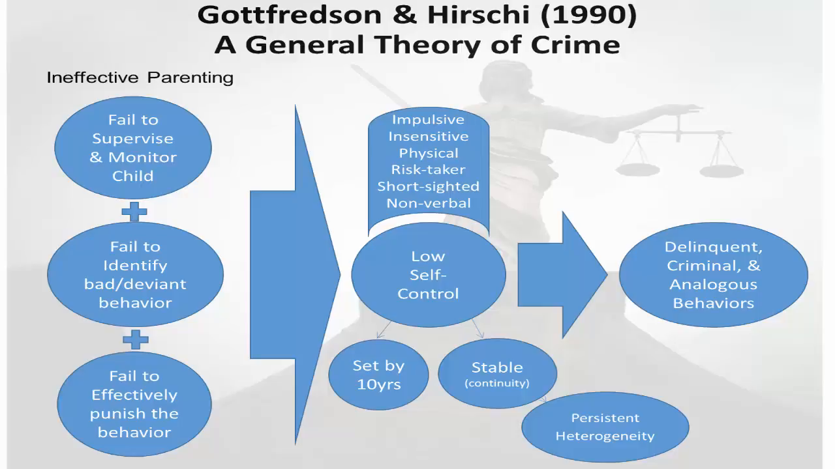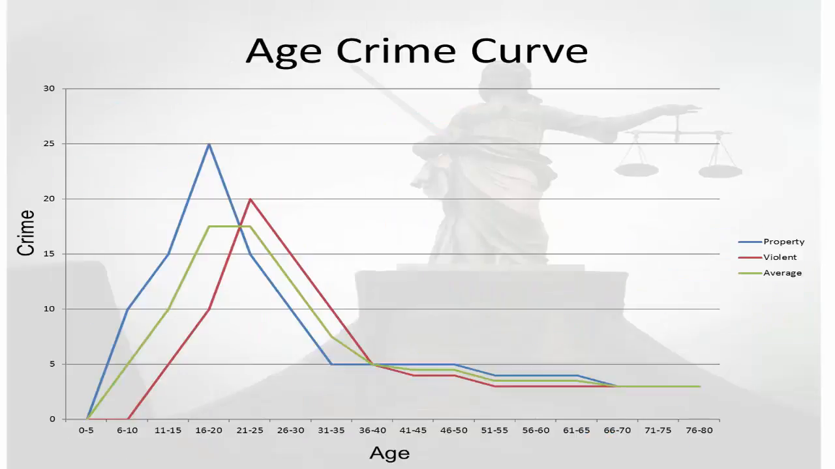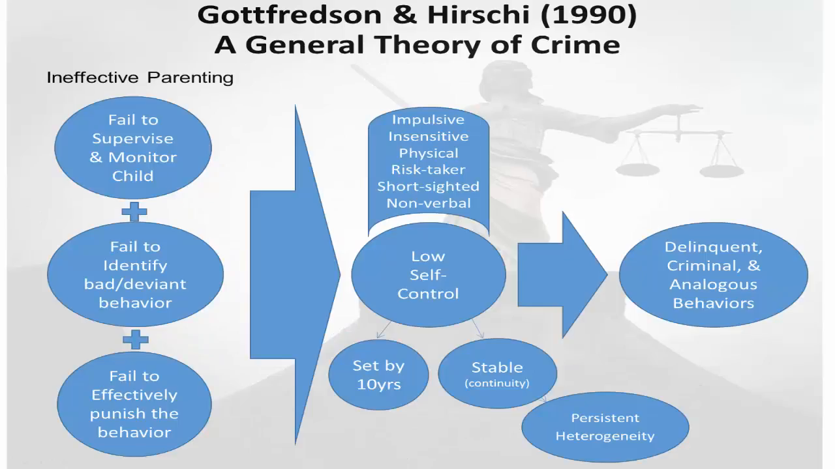So if this behavior is stable, then how do Gottfredson and Hirschi describe this significant dip in offending in the late 20s? Well, if you go back to their chart, they explain that analogous behaviors are really no different from criminal behaviors. So this characteristic of low self-control not only explains criminal offending or delinquent offending, but it also explains not wearing a seatbelt or engaging in skydiving or engaging in other risky behaviors.